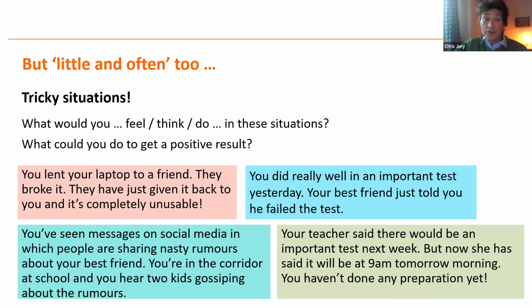So hopefully, while they may feel really kind of annoyed or disappointed or whatever to start with, they'll think, well, this other person didn't mean to break my laptop. They also have feelings. So how am I going to react? I'm going to react in a way that creates a positive outcome. That's what this is all about. And that second question here, what could you do to get a positive result? And various scenarios here that are shown where students can go through this process of thinking, okay, how do I feel? What would I then think? And what would I then do to get a positive result?